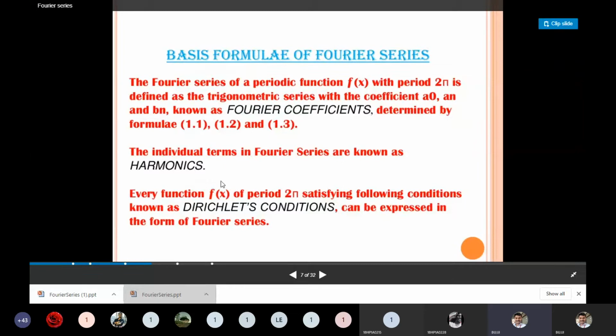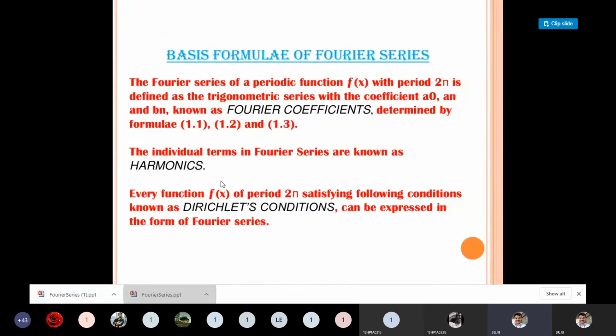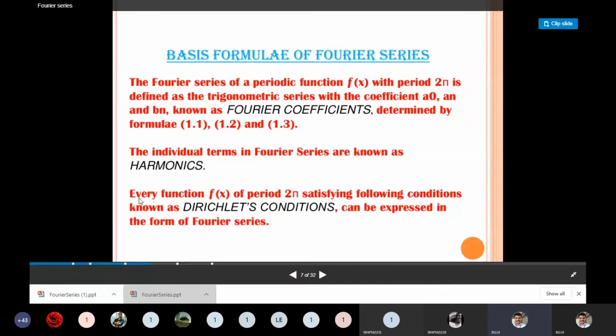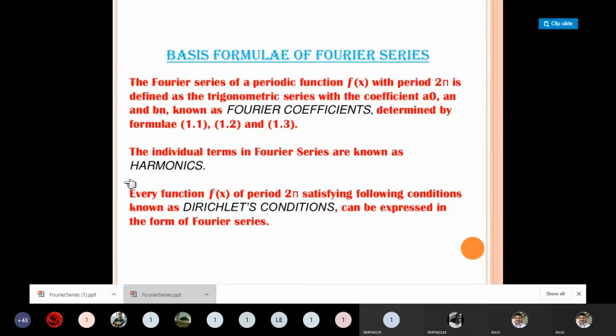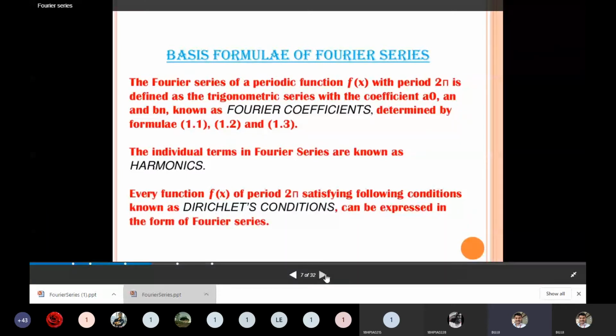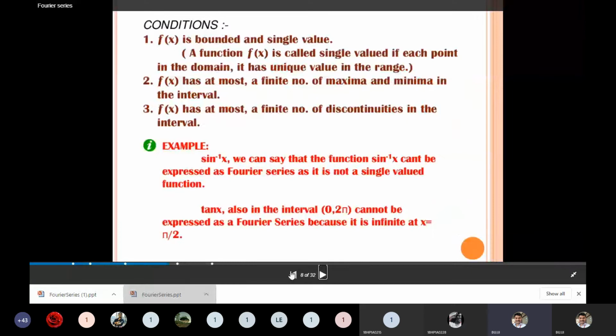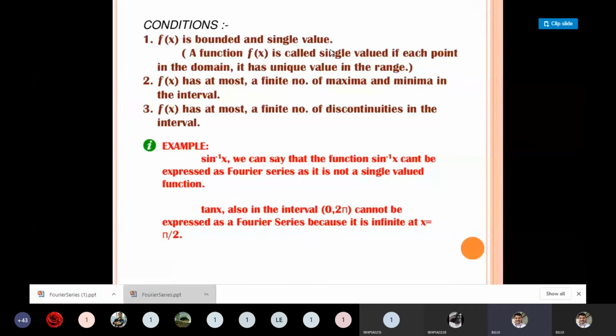Next, if you want to find the Fourier series, the function must satisfy certain conditions over a time period. Every function f of x of period 2 pi must satisfy the following conditions, known as Dirichlet's conditions. Only then can we express it in a Fourier series expansion. Once again, we see the Dirichlet conditions. F of x is a bounded and single valued function.